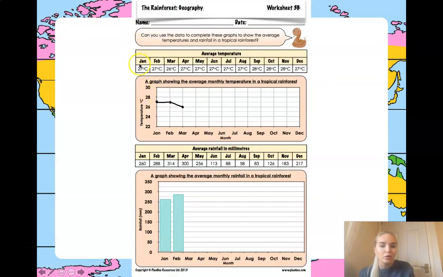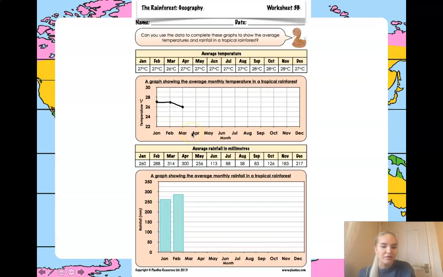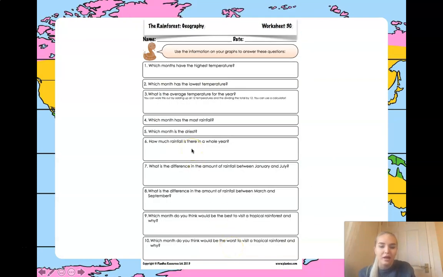So you add up all of these numbers, don't miss a single one out, and then you divide them by 12 because you have 12 months. Please use a calculator. I'm not expecting you to do this in your head or using our division methods just yet, don't you worry. And then it moves on to thinking about rainfall. So it's thinking what month has the most and what month is the driest. So we'd look here, we'd look at the most and we'd look at the driest, and then you put those months in there.